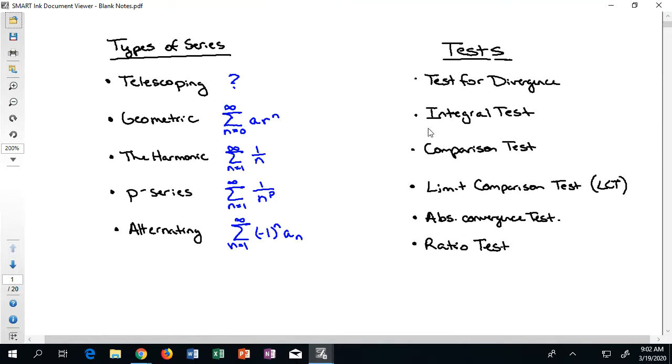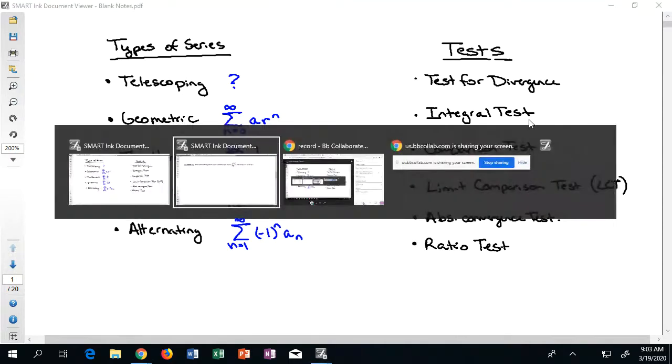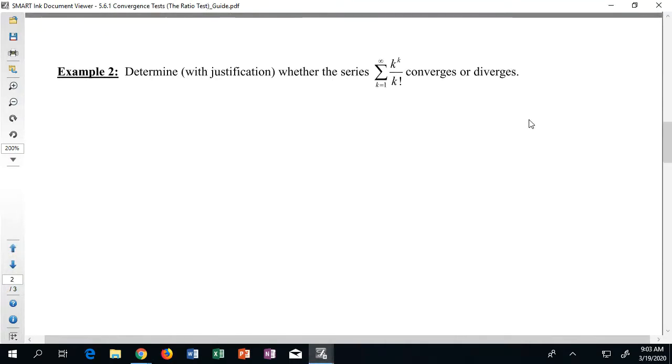I could probably see that doing something like an integral test would be silly because I don't really know how to integrate when I convert over to a matching function if there's a factorial. So maybe we'll start with the ratio test and see how far we can get.